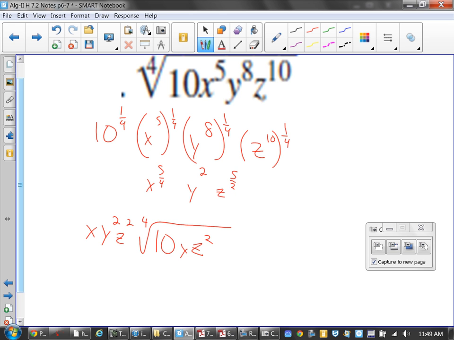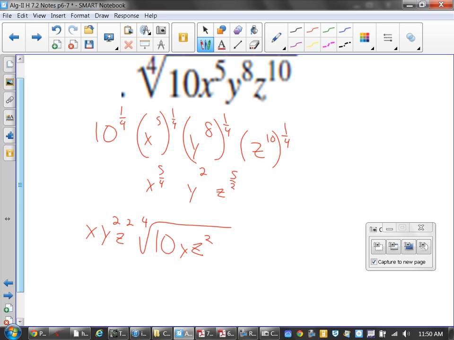And here's why. Again, look at your fractions. When you simplify it out in long form, it's x to the 5/4. 1 and 1/4: 1 came out, 1/4 stayed in. 8 to the 1/4 is 8 over 4. 8 divided by 4 is 2. 2 came out, nothing left. 10 over 4 is 5/2. 2 come out, 2 stay in.